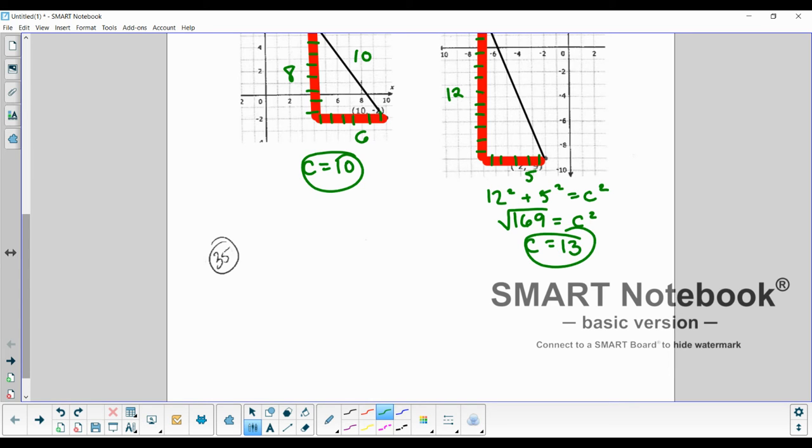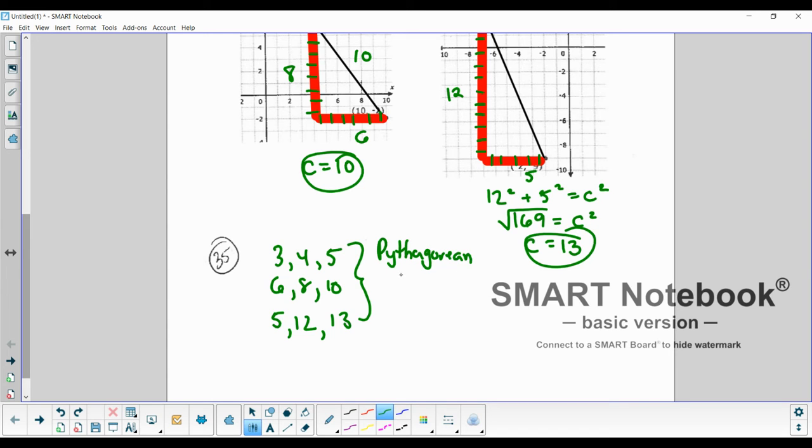So you may notice these numbers come together in triples. So like 3, 4, and 5 at the top, 6, 8, and 10, and just now 5, 12, and 13. These are all called Pythagorean triples because they give us a Pythagorean theorem that works. 3 squared plus 4 squared is equal to 5 squared. 6 squared plus 8 squared is equal to 10 squared. And 5 squared plus 12 squared is equal to 13 squared. So that's what a Pythagorean triple is.